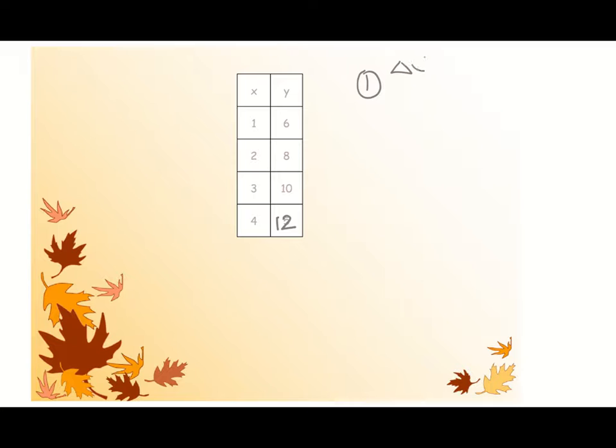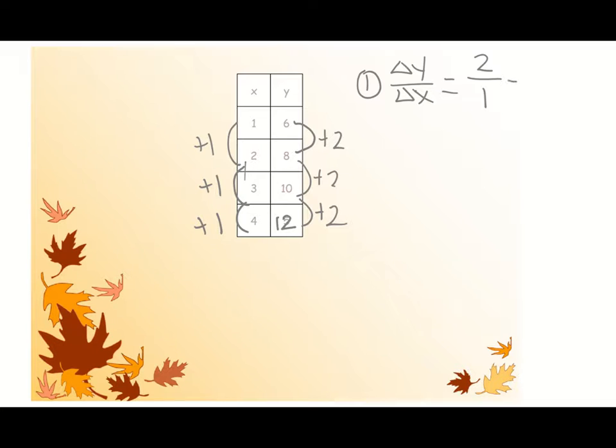So we have the change of y over the change of x. Here the change of y is on the right. I'm going to look from 6 to 8, going up, 8 to 10, adding 2, 10 to 12, adding 2. So that's going to be a positive 2 on the top. Over here, I have plus 1 and plus 1, so my change of x is 1. I simplify that, I get 2. So that would mean my m is 2.